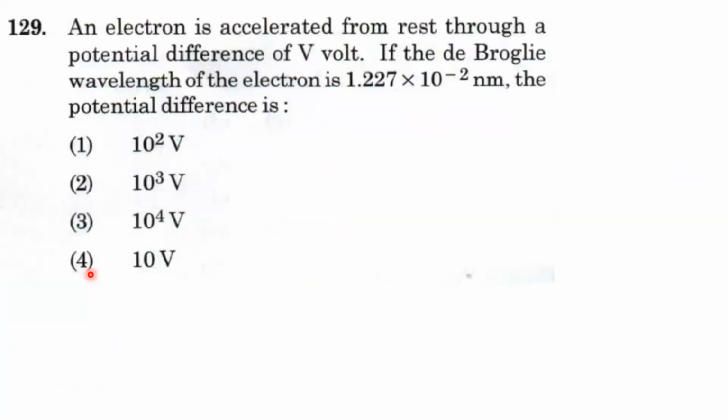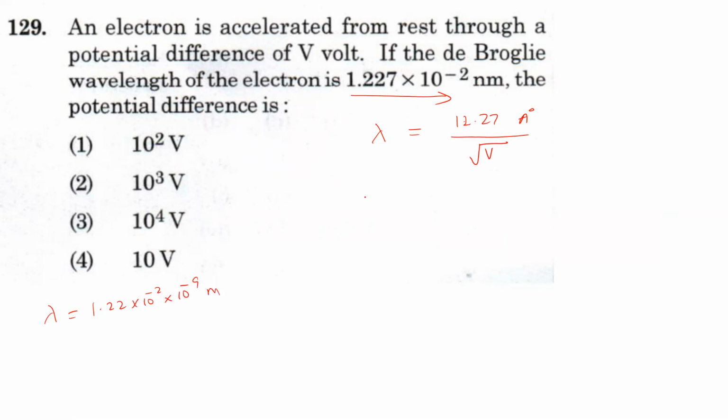Next, the 129th question. An electron is accelerated from rest through a potential difference V volt. If the de Broglie wavelength of the electron is 1.227 into 10 power minus 2 nanometer, the potential difference is dash. The formula which relates de Broglie wavelength and potential is: de Broglie wavelength is equal to 12.27 angstrom divided by the square root of the potential through which the electron is accelerated. Here lambda is given as 1.227 into 10 power minus 2 into 10 power minus 9 meter.